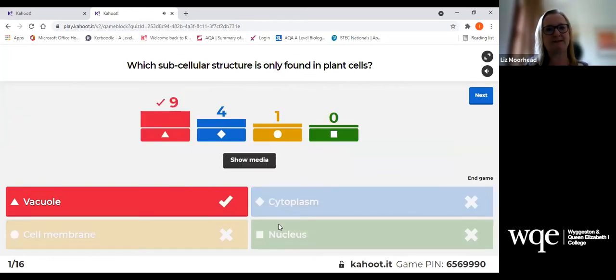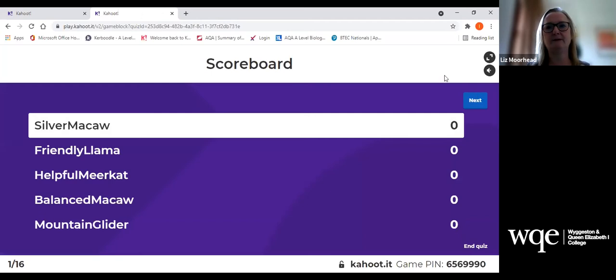Okay, well done everybody that got that right. So the subcellular structure only found in plant cells is, of course, the vacuole. Okay, so the next one then.